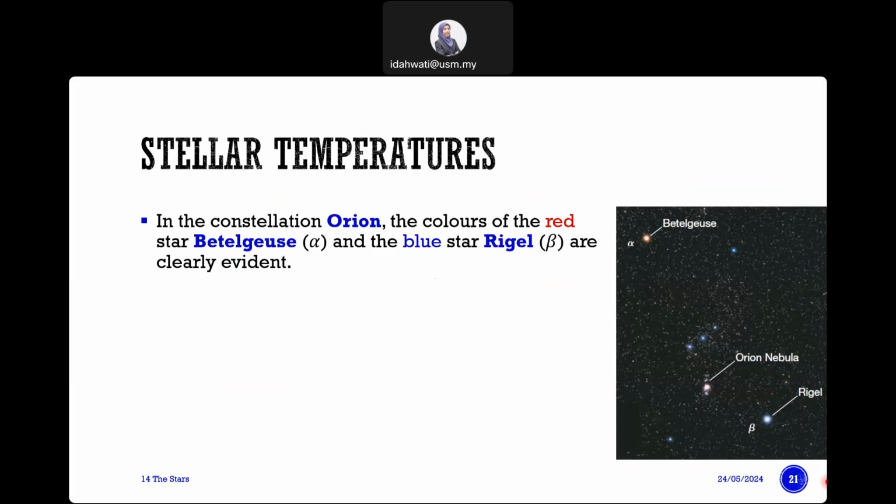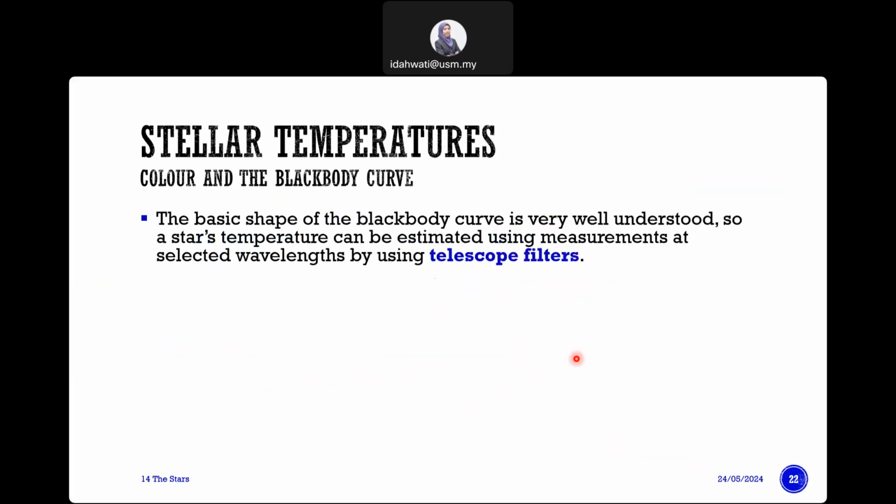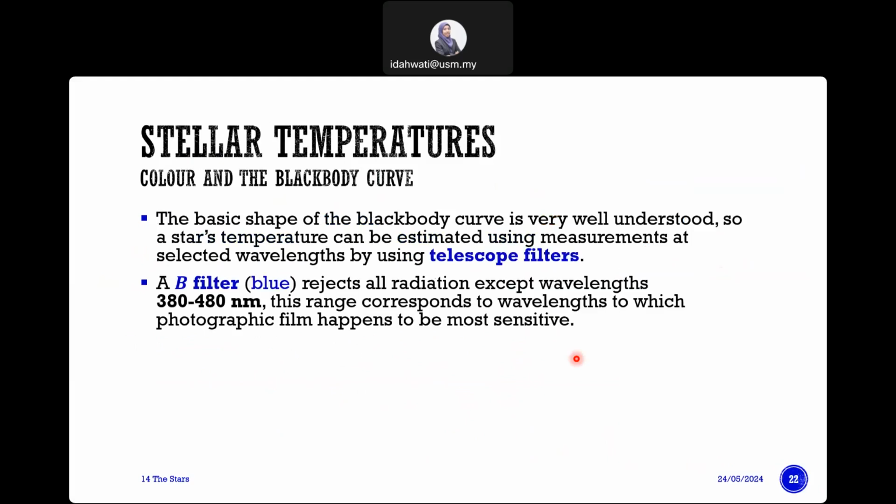So now is the stellar temperature. Stellar temperature in the constellation Orion: the colors of the red star Betelgeuse and the blue star Rigel are clearly evident. These colors are an intrinsic property of a star, together with their brightness and black body curve. So we can determine their surface temperatures to be 3200 and 11,000 Kelvin. By using telescope filters, we can get the basic shape of the black body curve, which is a very well understood indicator of a star's temperature.